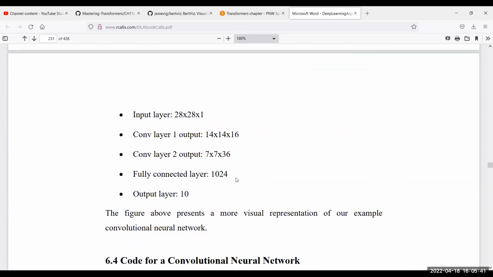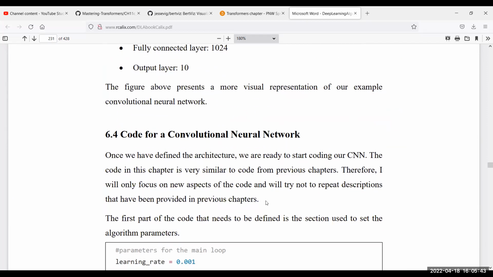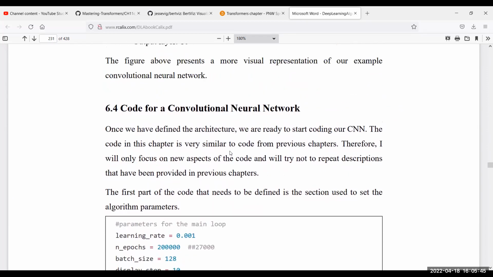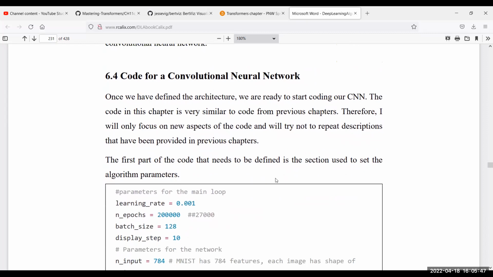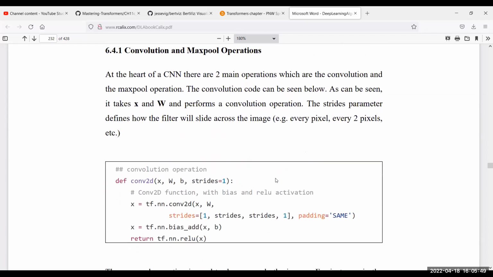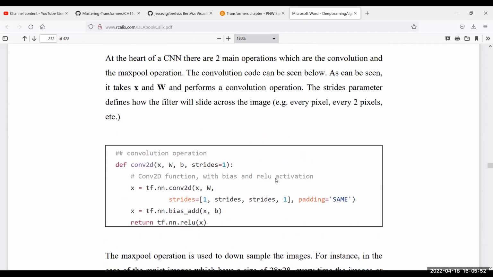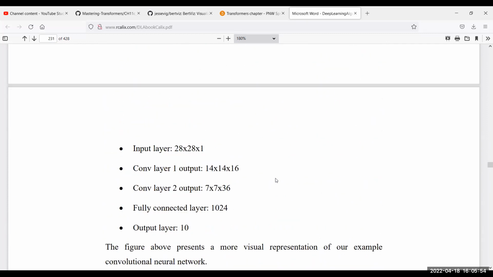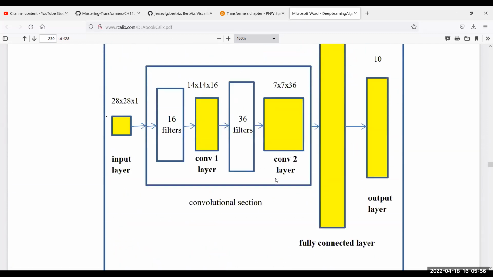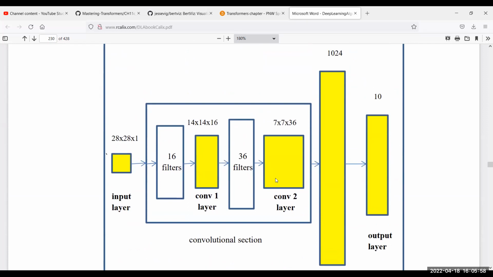You can see here, this summarizes the architecture. And after this, if you want to read through, this is the code of how to implement a CNN in TensorFlow. So definitely take a look at it if you'd like. So hopefully that gives you the overall idea of a CNN.